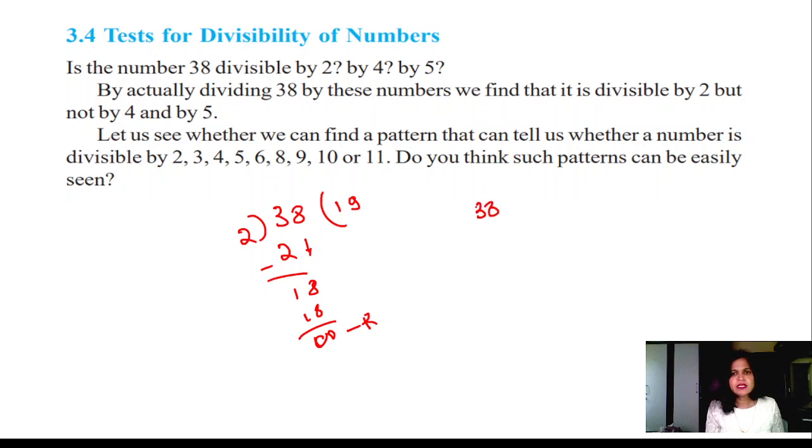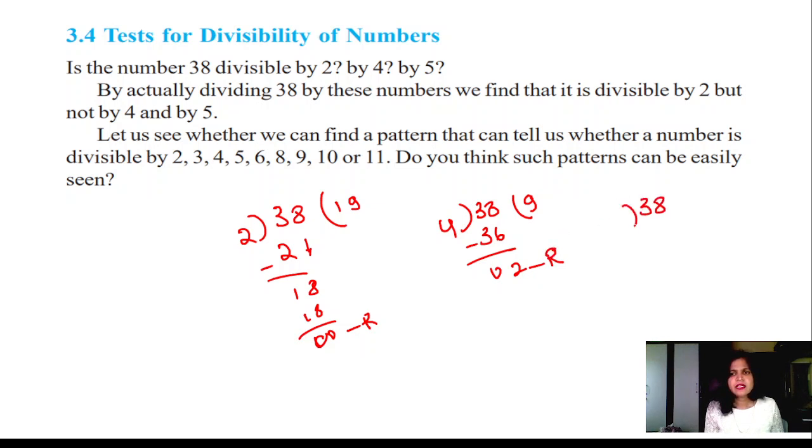Let's try 38 divided by 4. 4 nines are 36. 8 minus 6 is 2. 2 is the remainder here, so it is not divisible by 4. 38 is not divisible by 4.